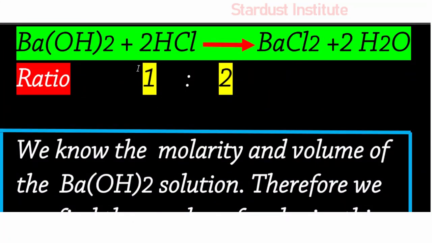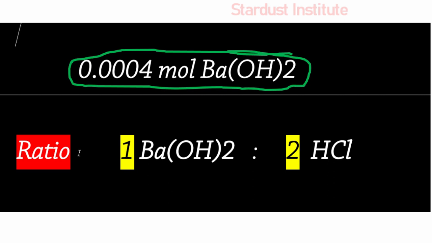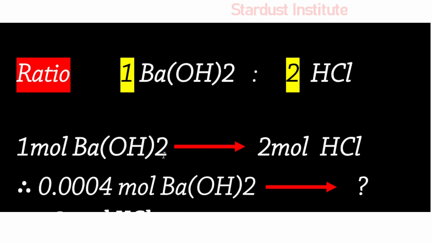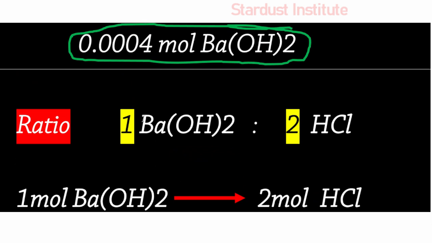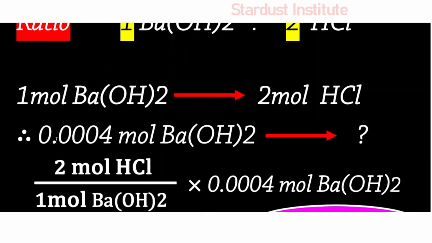Ratio 1 to 2. I have written that ratio here again. To react with 1 mole of barium hydroxide, 2 moles of HCl are required. Now we have 0.0004 moles of barium hydroxide. Therefore, to react with 0.0004 moles of barium hydroxide, how many moles of HCl are required?